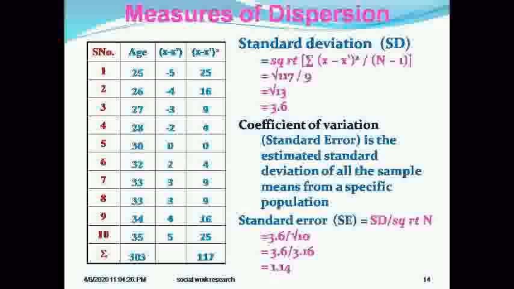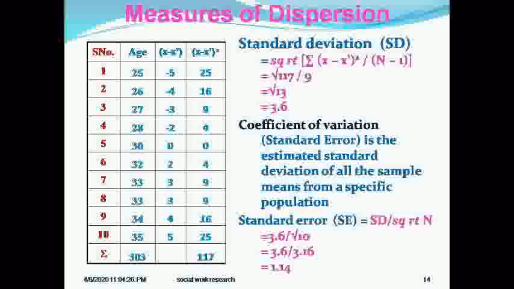32 minus 30, 2. 33 minus 30, 3. 33 minus 30, again 3. The ninth value, 34 minus 30, 4. Then the 10th value, 35 minus 30, that is 5. So that is the difference of each observation from the mean.